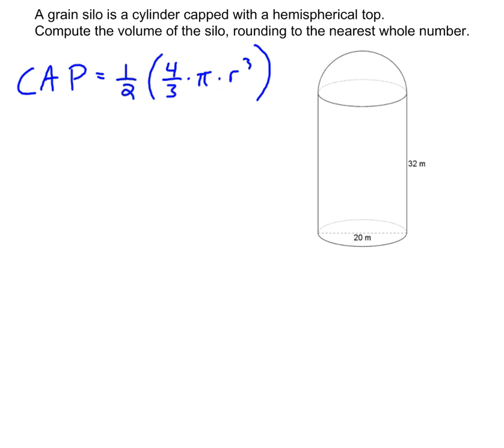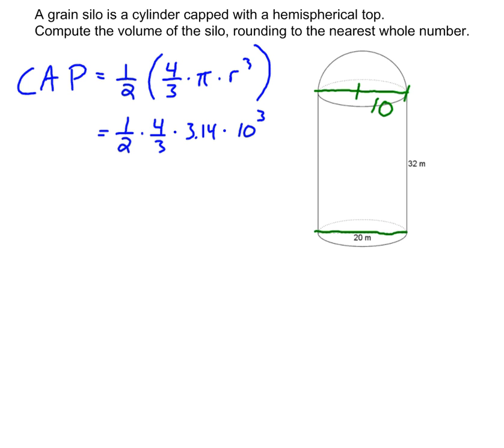Now, from the picture, we know the diameter of the bottom circle is 20 meters. Since this is a cylinder, the diameter of the top circle should also be 20 meters. And the radius is half the diameter. So half of 20 is 10 meters. So now that we know what the radius is, let's plug it into the formula. This is 1/2 times 4/3 times pi is 3.14, and the radius is 10.